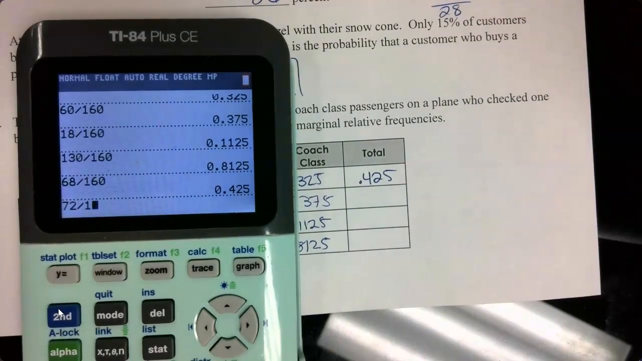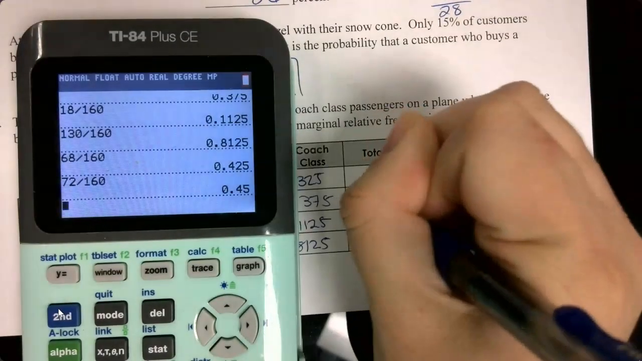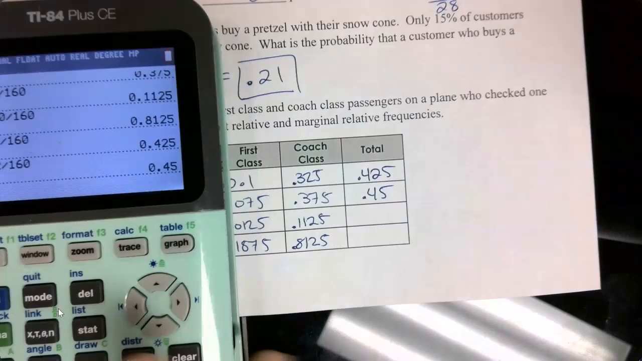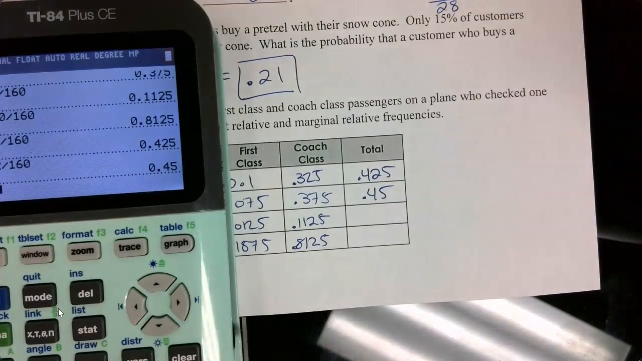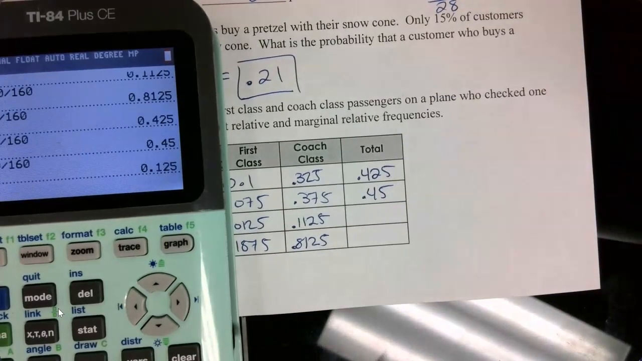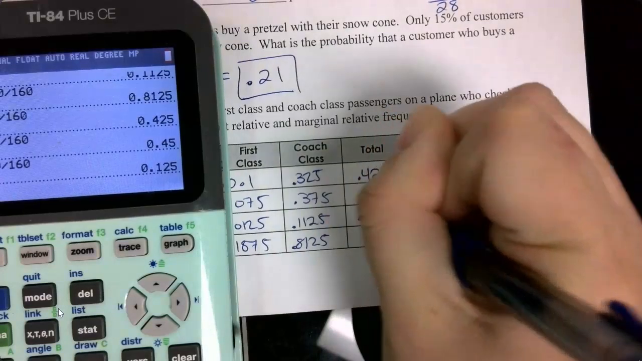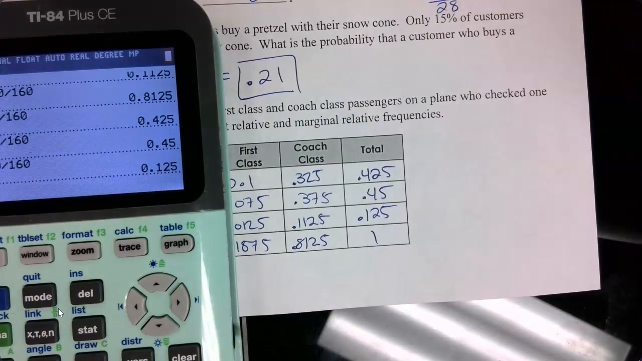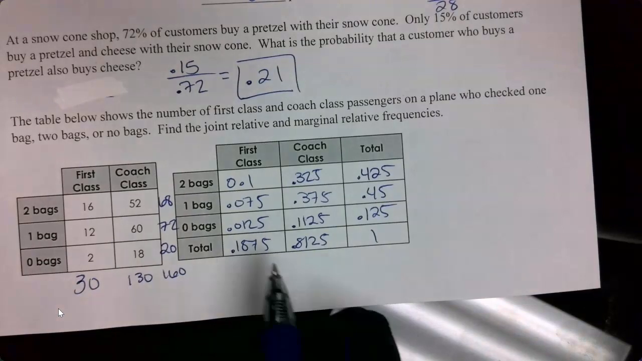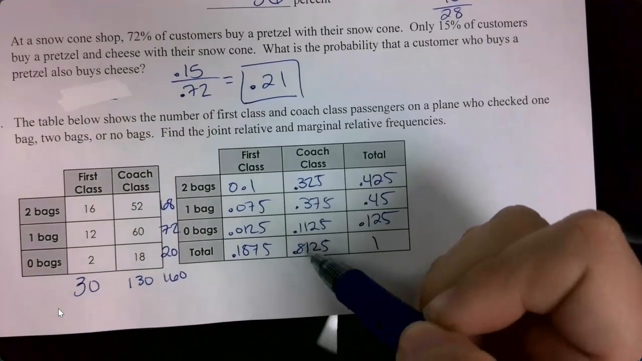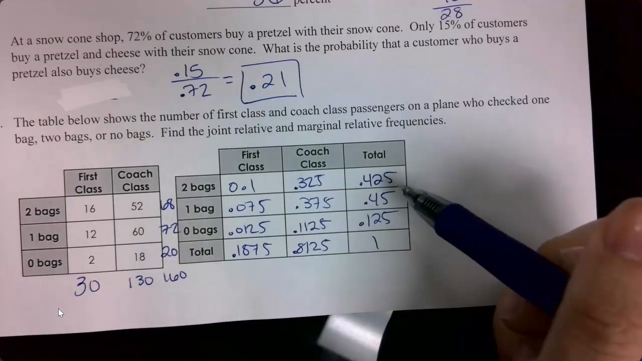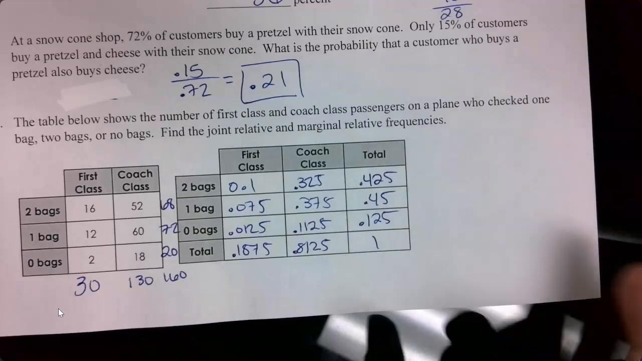72 divided by 160 gets me 0.45. 20 divided by 160 gets me 0.125. And then 160 divided by 160 should give me 1. My totals should add down to these percents, and they should add across to these percents, and it should always add up to 1 in the bottom corner.